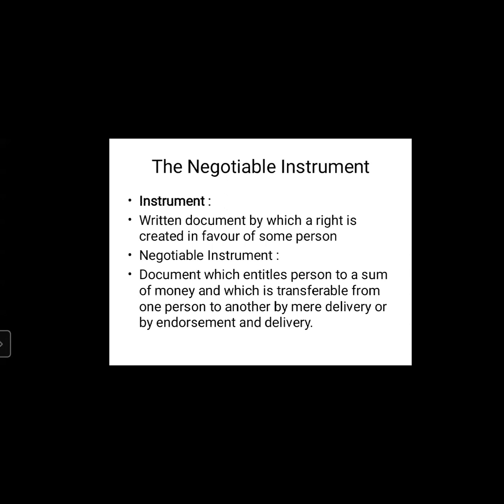So first we will start with the meaning of negotiable instrument. Negotiable instrument is a written document by which a right is created in favor of some person. That is the meaning of instrument. It consists of two words. One is negotiable, the other one is instrument. The meaning of instrument is a written document by which right is created in favor of some person, whereas negotiable instrument means the document which entitles a person to a sum of money and which is transferable from one person to another by mere delivery, and by endorsement and delivery.